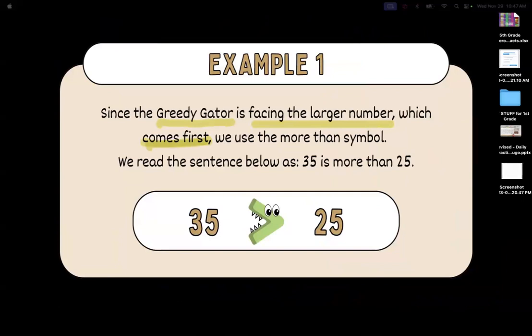It comes first. So because it comes first, 35, because it's the 3's and the 10's, and the 2 is in the 10's over here, 35 is greater than, he wants to eat this number. He's eating it up. 35 is greater than 25.